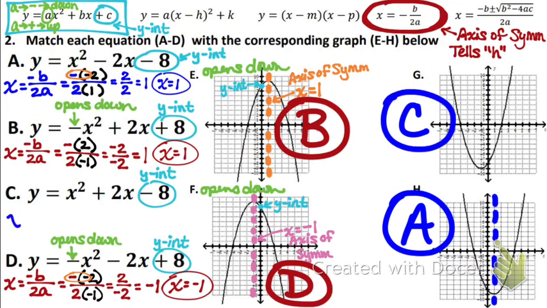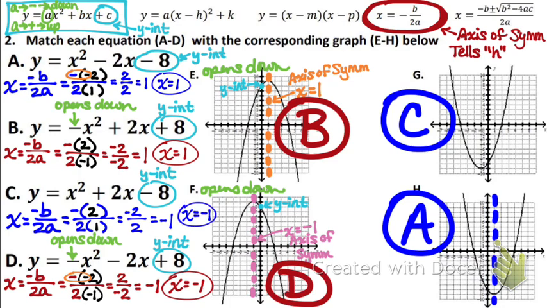When I come down here and I do my axis of symmetry, what am I putting in for B here? Positive 2. Negative is part of my formula, though. So I have a negative 2 in my numerator and a positive 2 in my denominator. So I get an axis of symmetry of negative 1. And that's how I knew that it had to be this one.